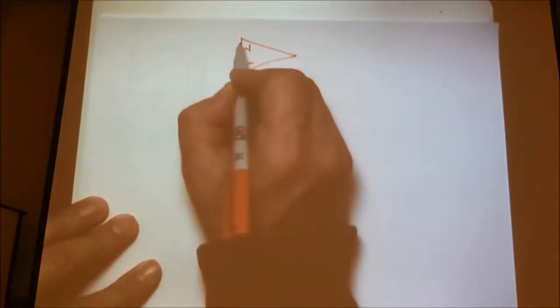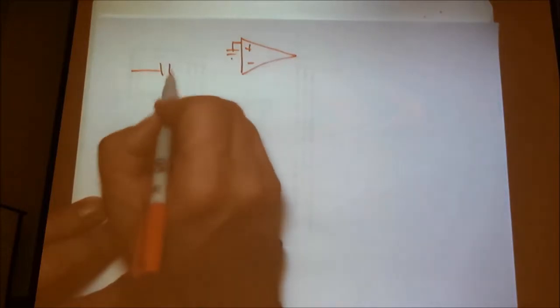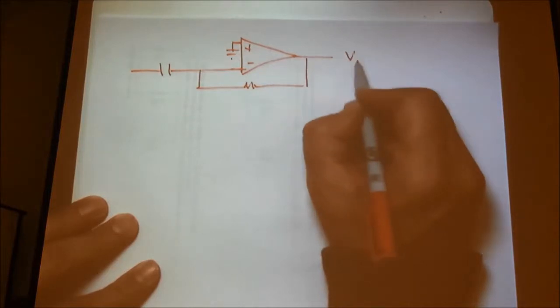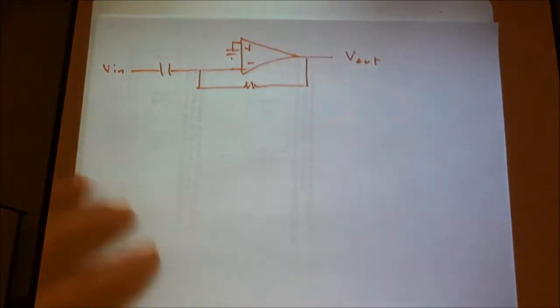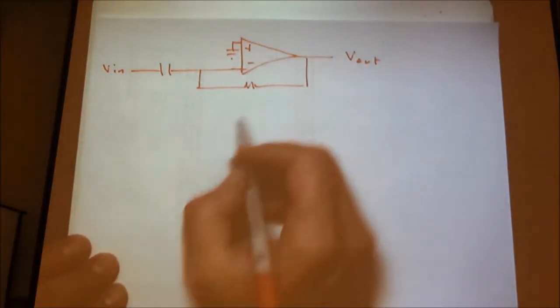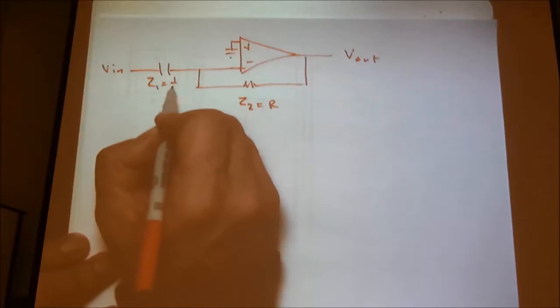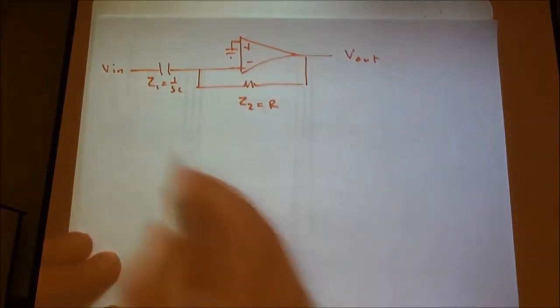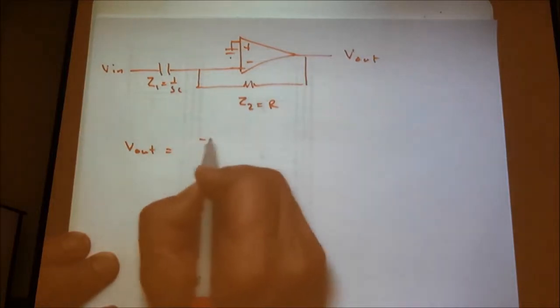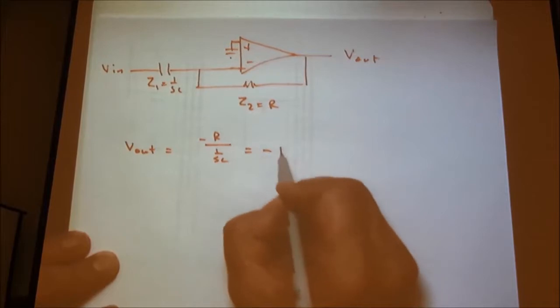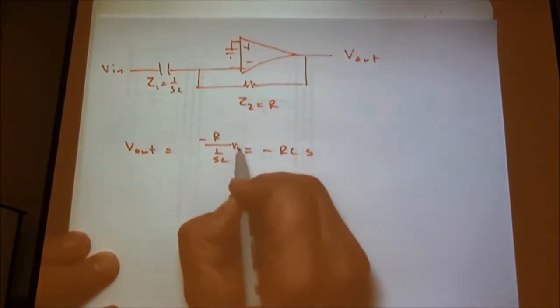On the same token, what's this going to be? Well, we know what it is by symmetry. It is the differentiator, but we can prove it to ourselves. Z2 equals R. Z1 equals 1 over SC. And so V out equals minus R over 1 over SC, which equals minus RCS. Oops, there's the V in there.